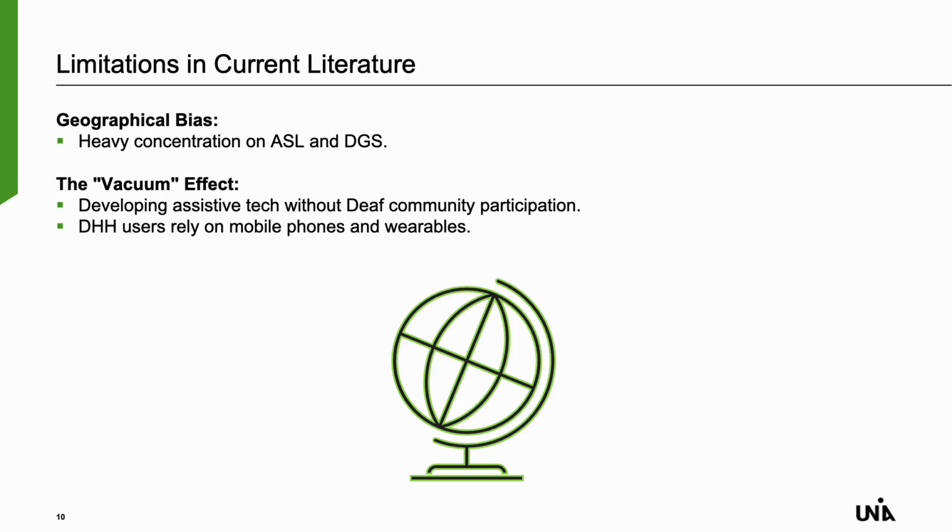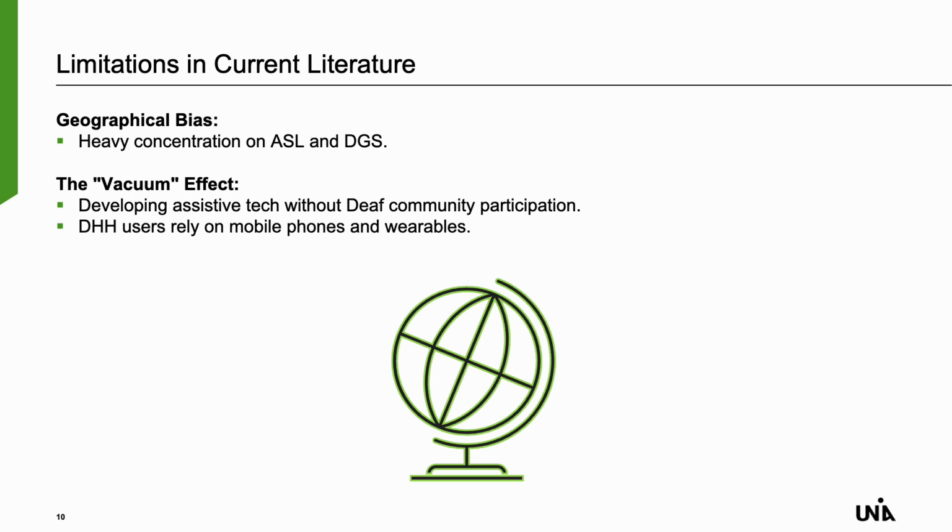Before I wrap up, I want to highlight a very critical limitation I observed across all of this literature. There is a massive geographical and cultural imbalance in the data. Right now, the vast majority of these state-of-the-art models are trained almost exclusively on American Sign Language and German Sign Language. That means roughly 295 other global sign languages are being completely ignored, creating a huge barrier to global equity in AI.